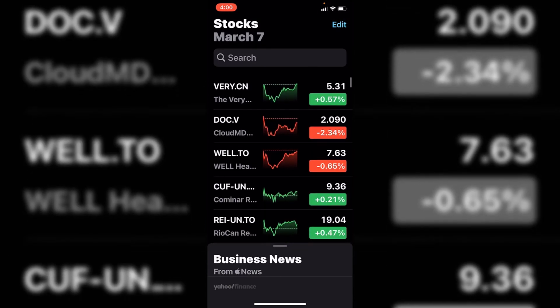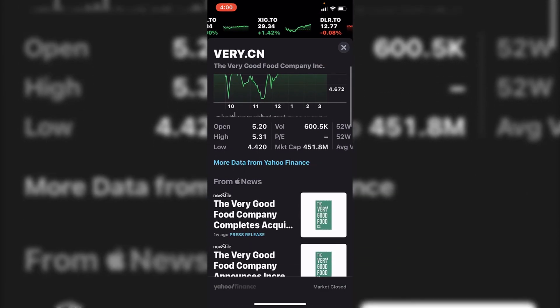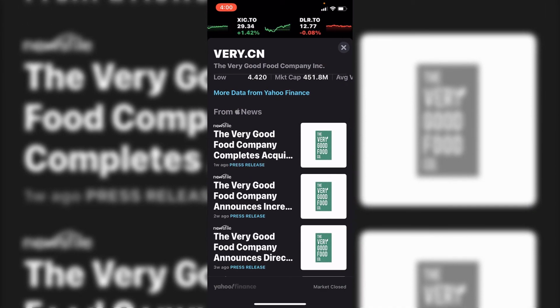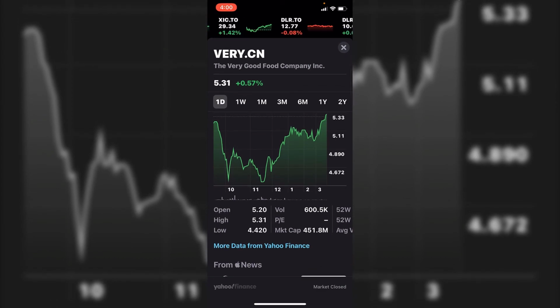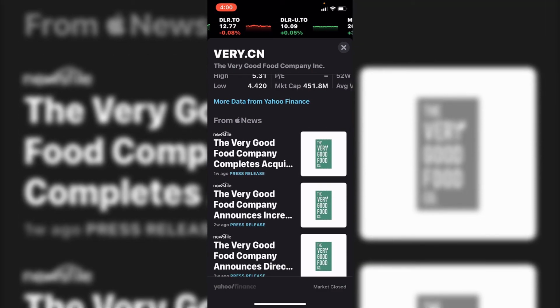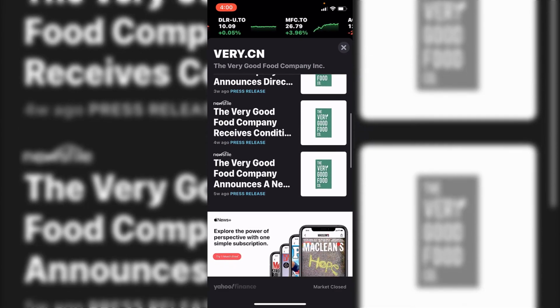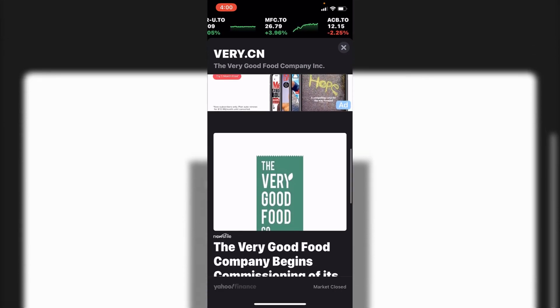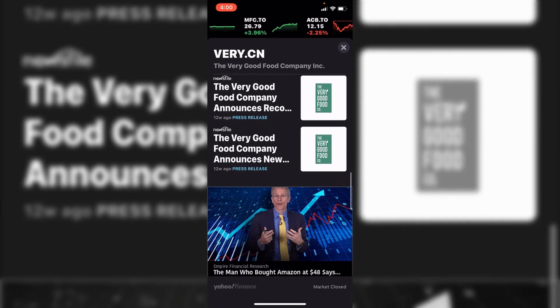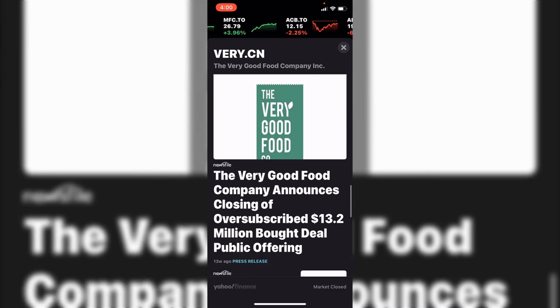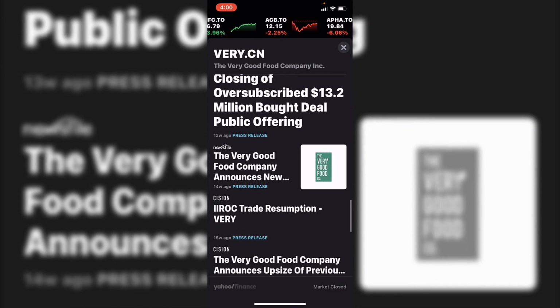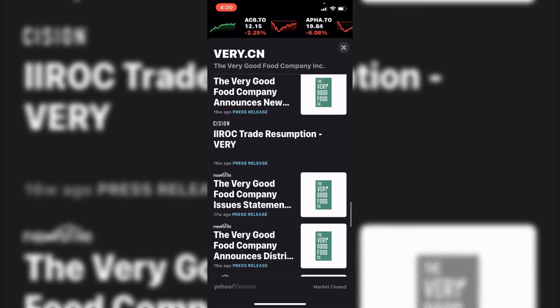Now let's scroll this up. Let's go to my own stock. As you can see here, when you're on the page of the particular stock you're looking at and you scroll up, it shows you all the news about that particular company. All the news about this company is listed here. And in between, you might see ads, of course. So as you can see, it's all about very good food, all the news and everything that they released since the beginning.